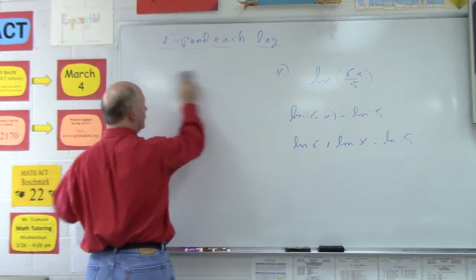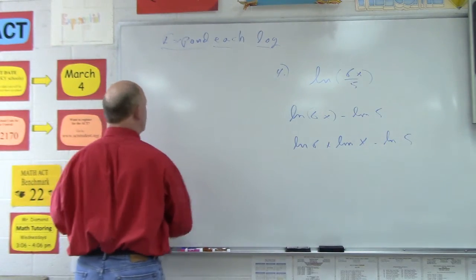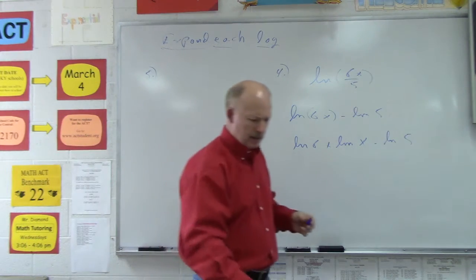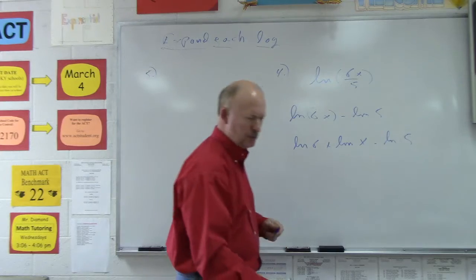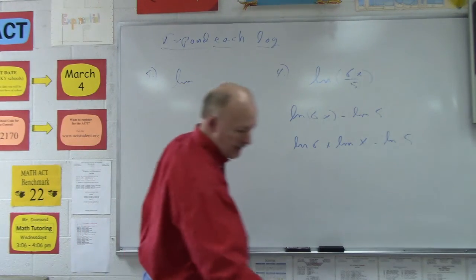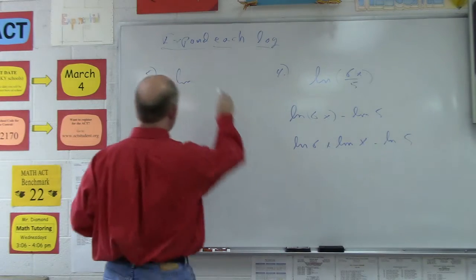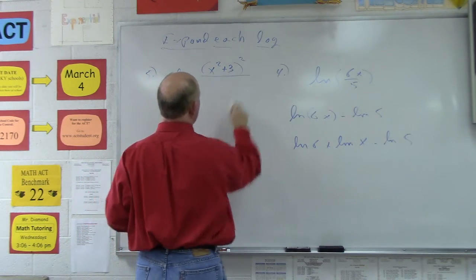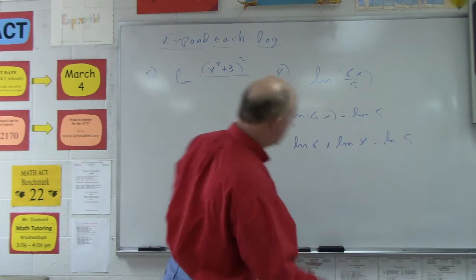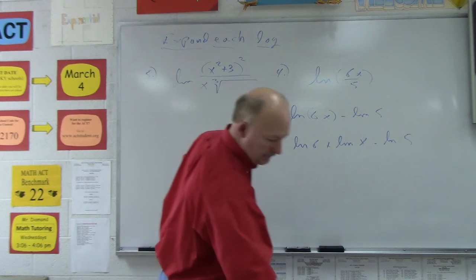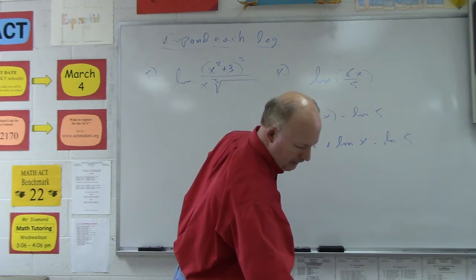Now let's do one more expansion. So number 5 here. Let's try this expression right here. We'll try a more complicated expression. Natural log of x squared plus 3 to the second power divided by x times the cube root of x squared plus 1.